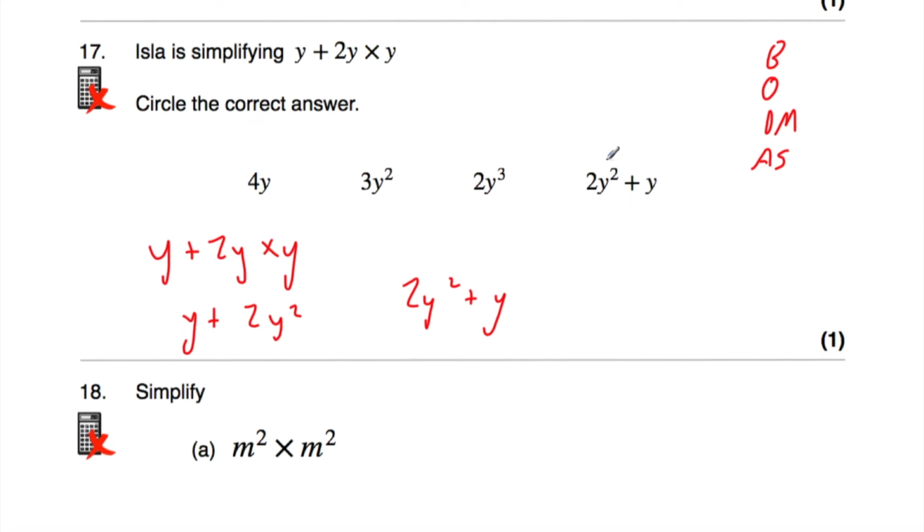And if we have a look here, that's our option here. So that's our last option. So 2y squared plus y is our answer. So Isla's answer should be 2y squared plus y, or y plus 2y squared. And the reason is she would have to do the multiplication before doing the addition. Okay, let's have a look at our next question, question number 18.